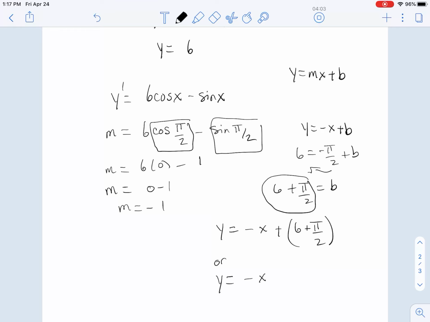So you can have that, or if you did want to go for the common denominator, of course that would be 12 plus pi over 2. Now what I would do is I would not evaluate pi.